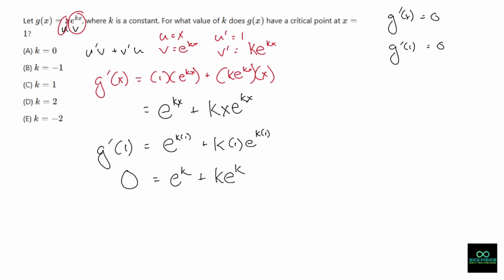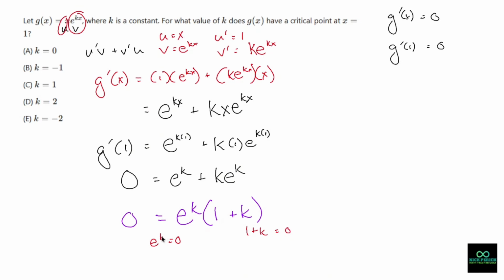I have an e to the k in common with both. So let's factor out an e to the k, and that leaves me with 1 plus k. Now you use the zero product property and set this up as two separate equations, all right? e to the k equals 0, and 1 plus k equals 0.